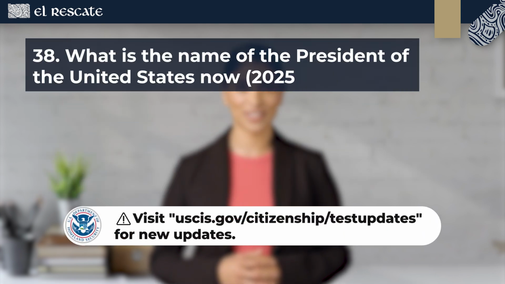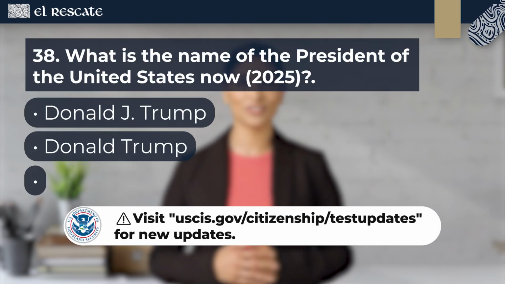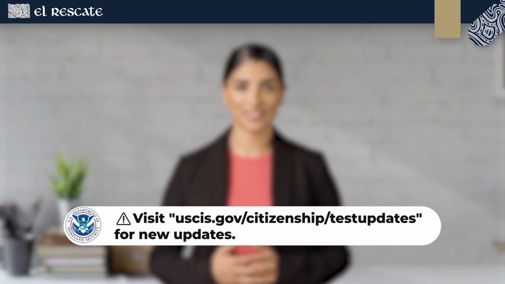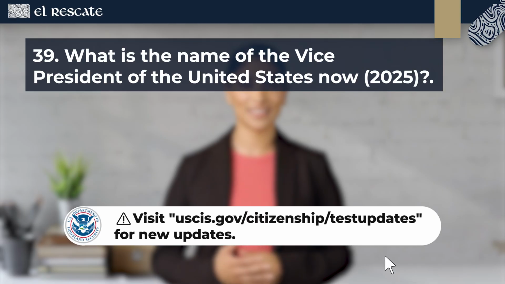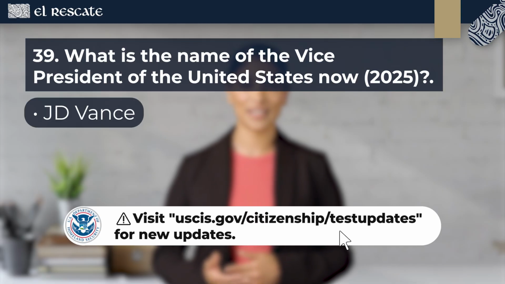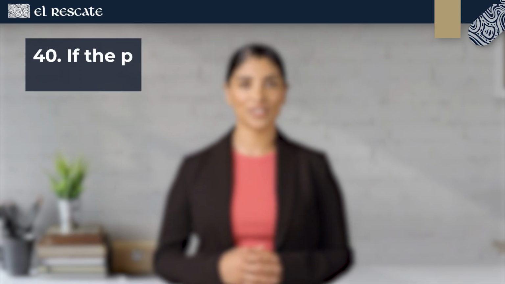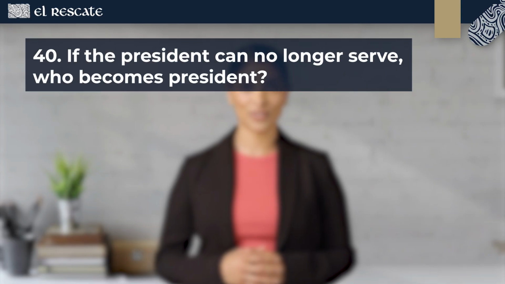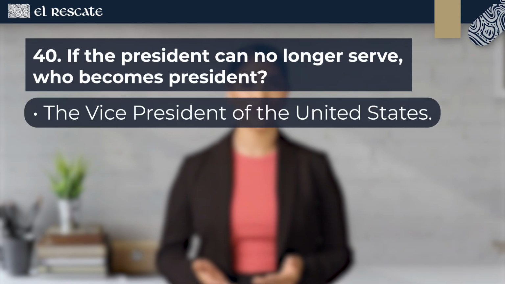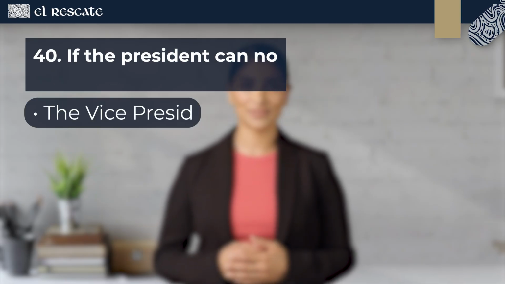What is the name of the President of the United States now? Donald J. Trump, Donald Trump, Trump. What is the name of the Vice President of the United States now? J.D. Vance, Vance. If the President can no longer serve, who becomes President? The Vice President of the United States.